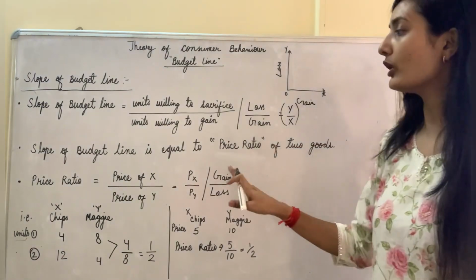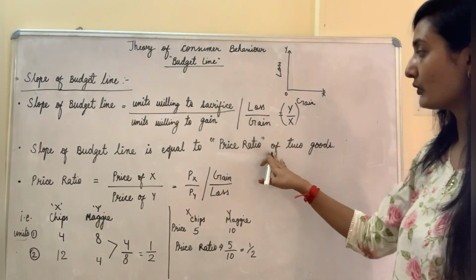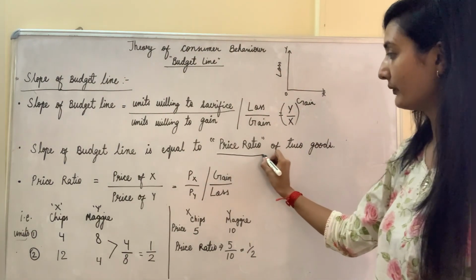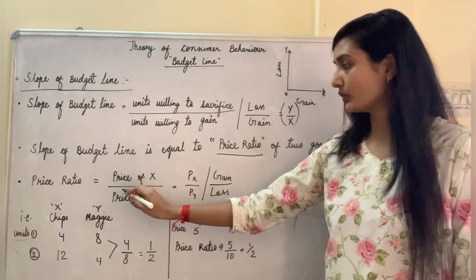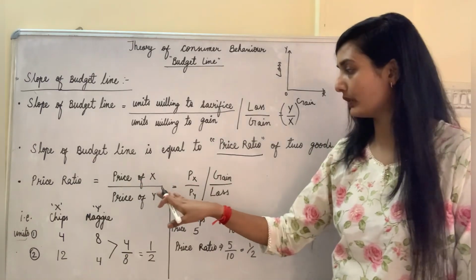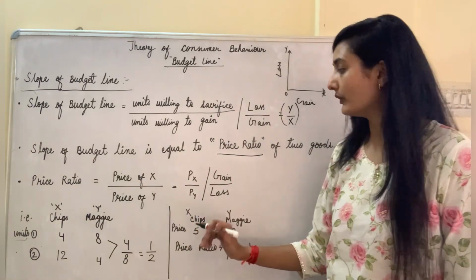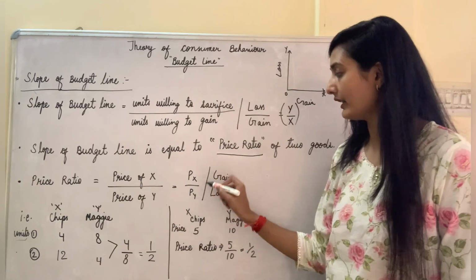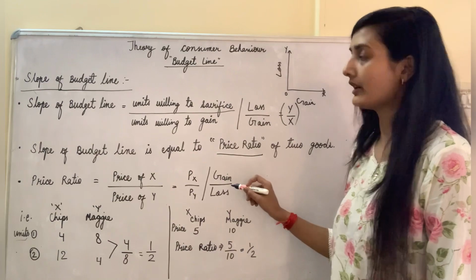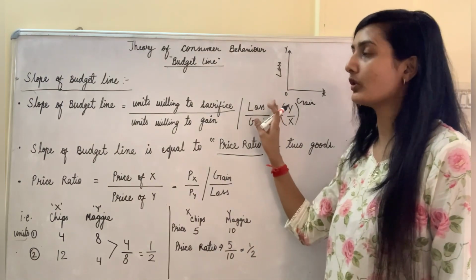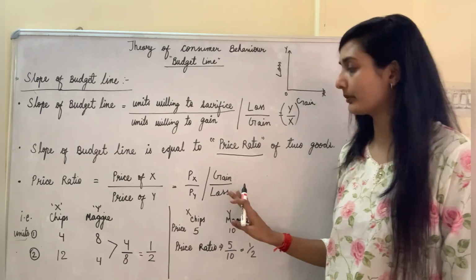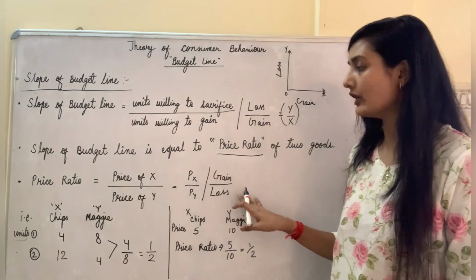Slope of budget line is equal to the price ratio of two goods. So what is price ratio? Price ratio is equal to price of good X upon price of good Y. So we can define it as Px upon Py, or gain by loss. Here we represent slope as loss by gain, and this is just the opposite of slope. So price ratio is gain by loss.